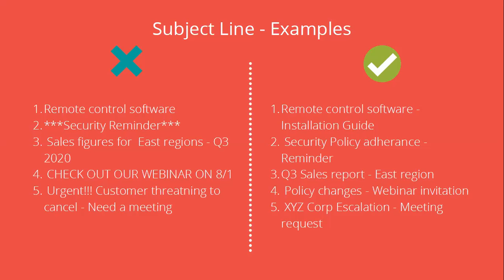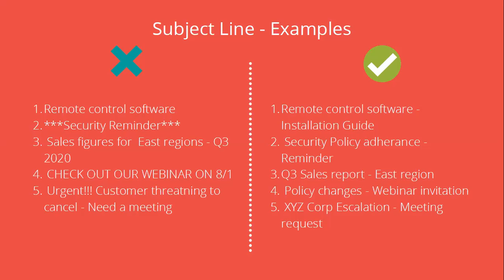It says, check out our webinar on 8/1. Now, although they have used caps to get your attention, they are not really telling you what the webinar is about. So after opening the email, I realized that this was a webinar to discuss or to inform everybody about policy changes, and there was an invitation included in the email. So I would rather have called it policy changes hyphen webinar invitation.